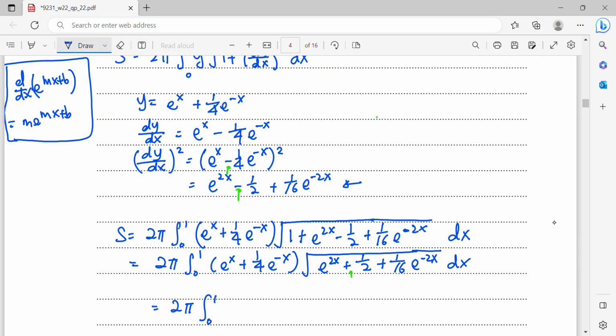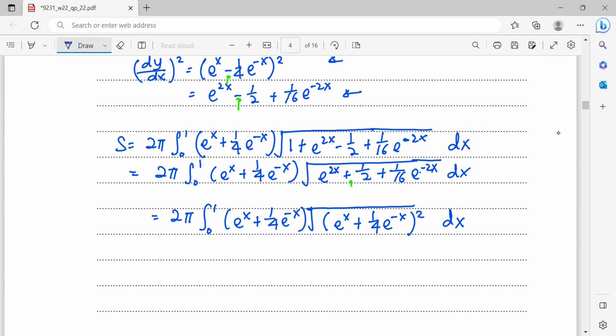Okay? Which means you are getting the square root of these three terms. I can modify it from the (dy/dx) squared. Right? Instead of minus, I change to plus. So I will get the square root of (e^x plus 1/4 e^(-x)) squared, dx. Okay, so now, from here, obviously the square and square root will be cancelled off.